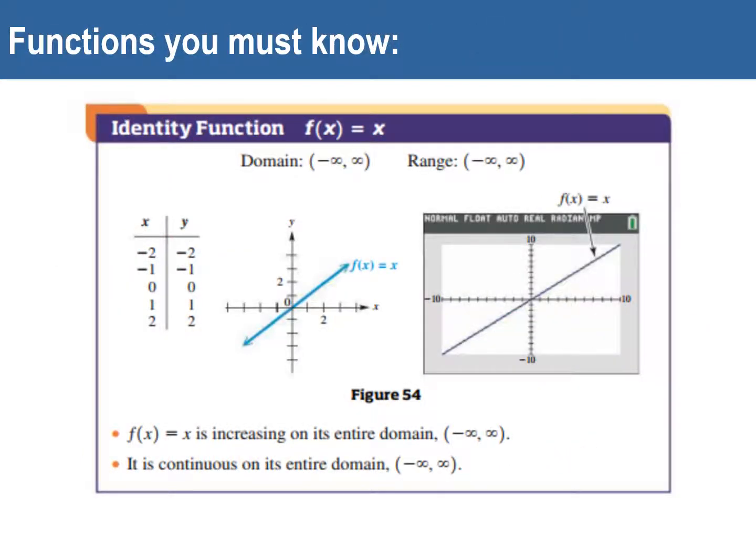There are some functions you simply must know. The identity function is a line. f of x is equal to x. The domain is all reals. The range is all reals. It's increasing over the entire domain, and it's continuous over its entire domain. You can graph points x, y, and of course it's a line. In this case, the identity function goes through the origin.